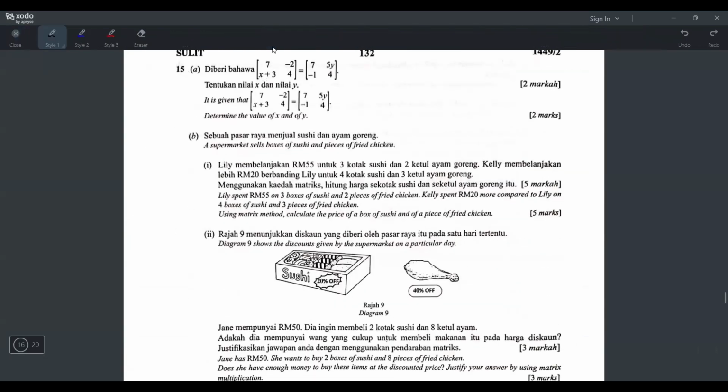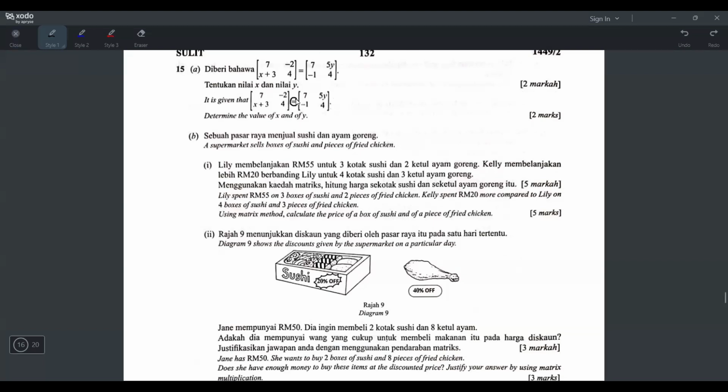Okay, let's do number 15. Okay, this is a matrix question. So let's read. It is given that 7, -2x plus 3, 4 equals to 7, 5, y, -1, 4. Determine the value of x and y. Okay, we just compare lah, straight away compare. Because sini dia tulis equal, right? And also dekat left hand side ini tak boleh buat dah. So the left hand side you cannot do anything. The right hand side also you cannot do anything.